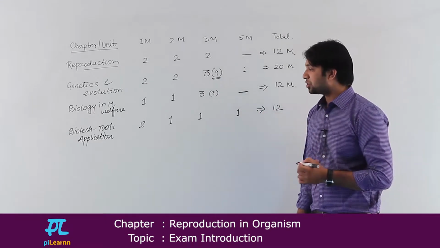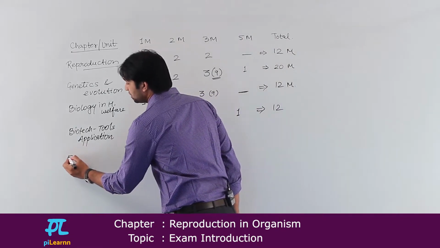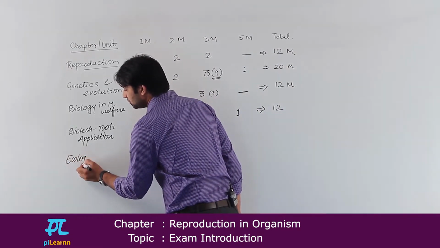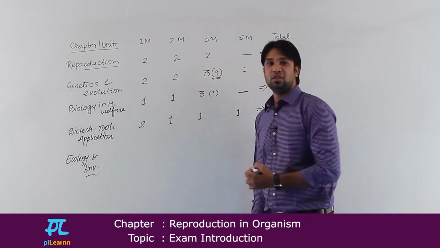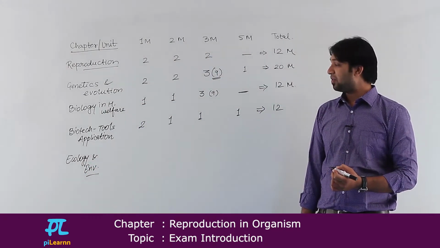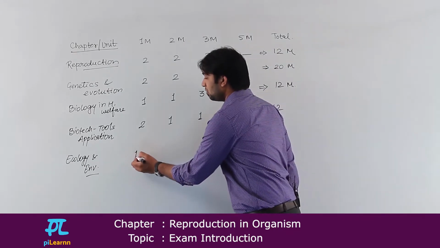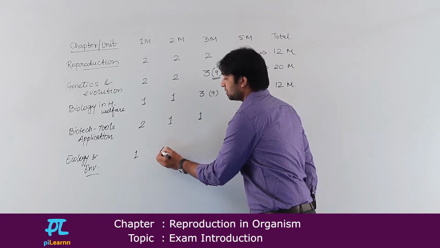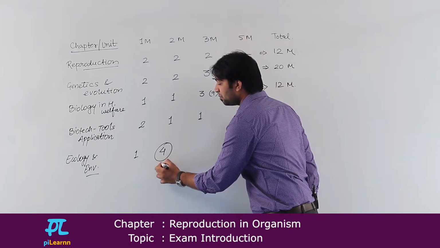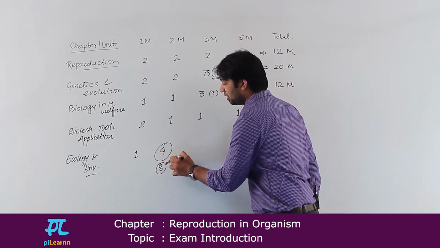Right? And the last unit will be ecology and environment. In ecology and environment, you have 1 mark question, 4 2 marks questions. Means 8 marks total.